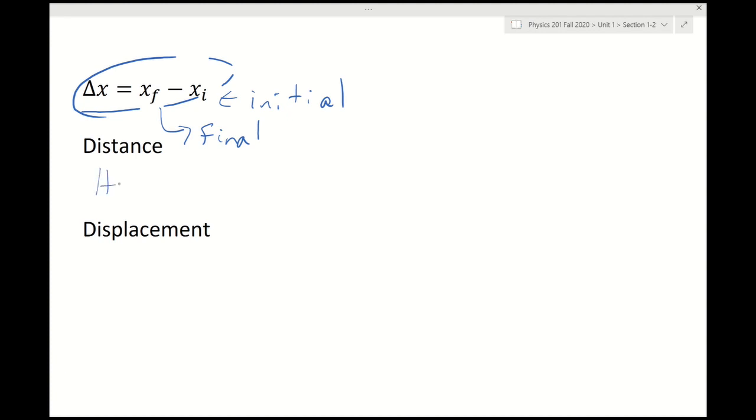Distance is how far we traveled, how far we moved. Displacement is how far and which direction.